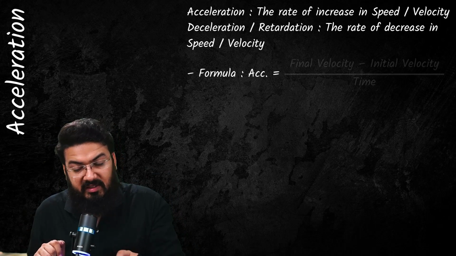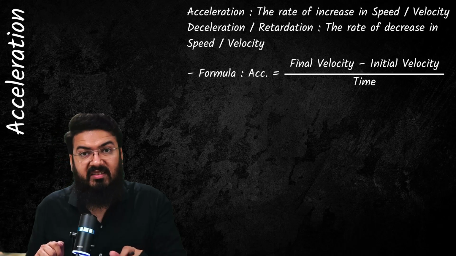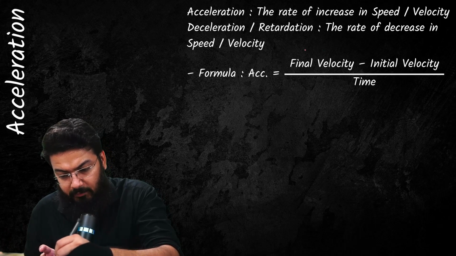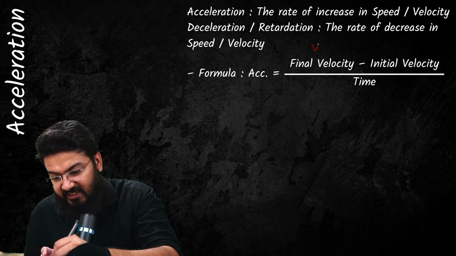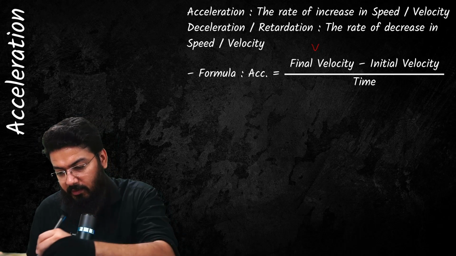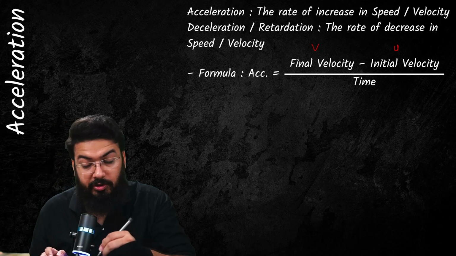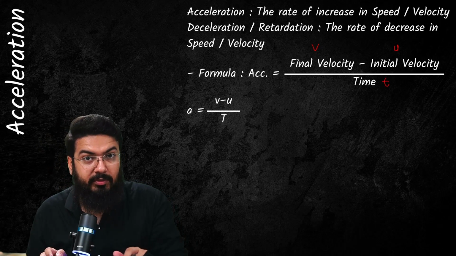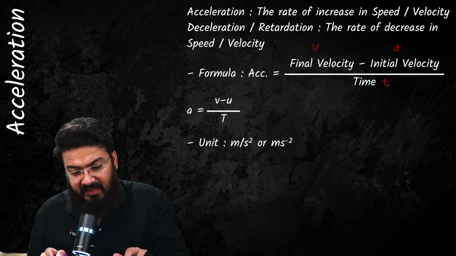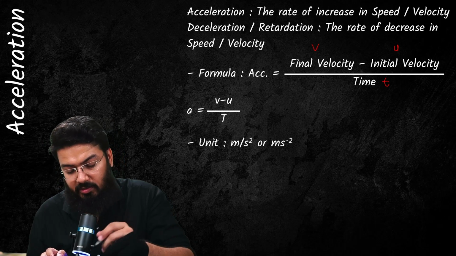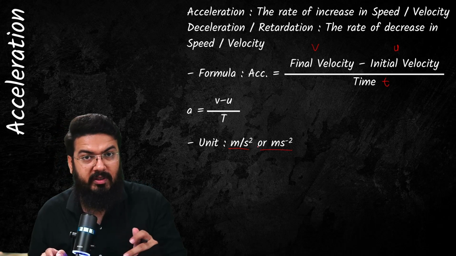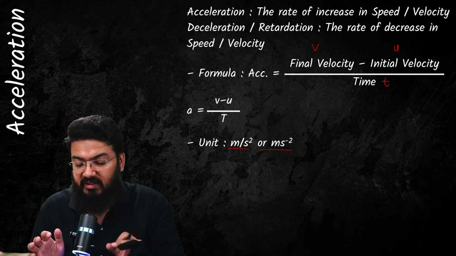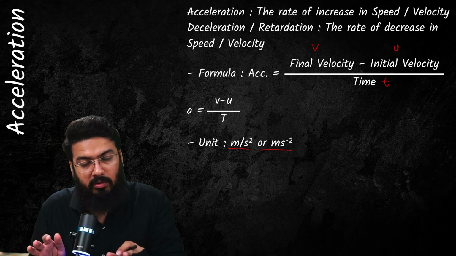What's the formula for acceleration? The formula is final velocity minus the initial velocity over time. Final velocity is represented in physics as a small v, initial velocity is represented as a small u, and time is represented as a t. So the formula would be a equals v minus u over t. The unit for acceleration is meters per second squared, either written in fractions or as exponents. So we've discussed all the quantities that you really want to know when doing kinematics.